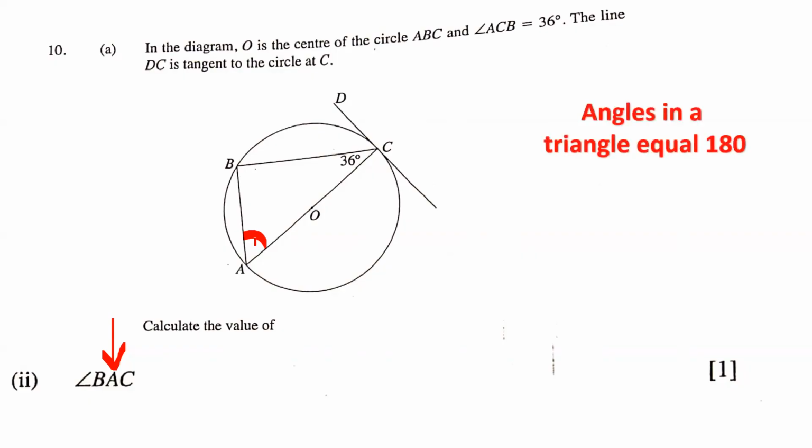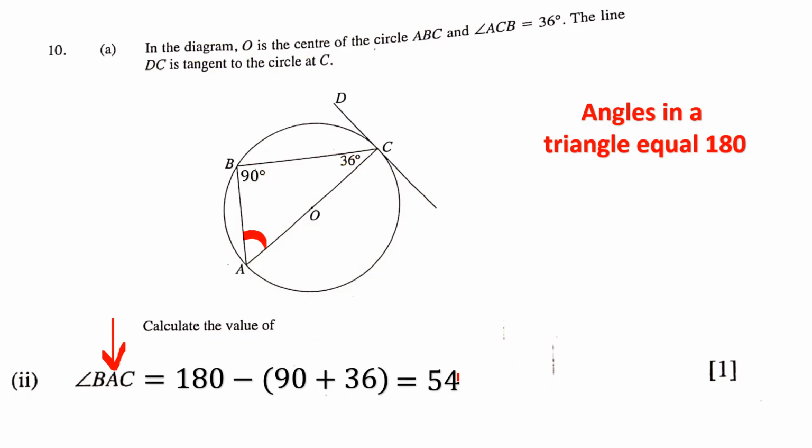We know that the interior angles in a triangle add up to 180 degrees. We also know that this angle is 90 degrees. So we have two already. We know that this is 36. We know that this is 90. So how are we going to figure out the value of the other one? All we have to do is add 90 and 36 and subtract it from 180 degrees. And then we can get what A is.